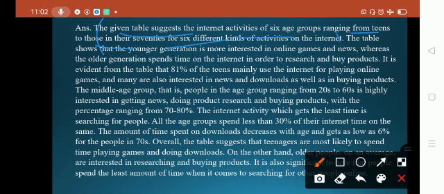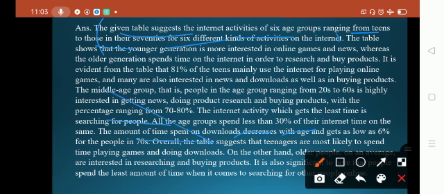Okay, now the middle age group, that is people in the age group ranging from 20s to 60s, is highly interested in getting news, doing product research and buying products, with the percentage ranging from 70-80%. The internet activity which gets the least time is searching for people. All the age groups spend less than 30% of their internet time on the same. Okay, so again we can make the comparison and contrast.